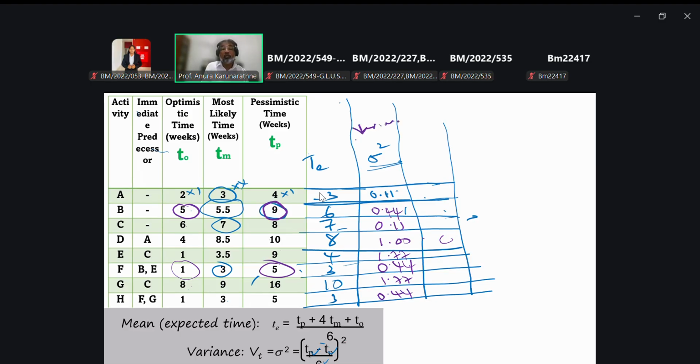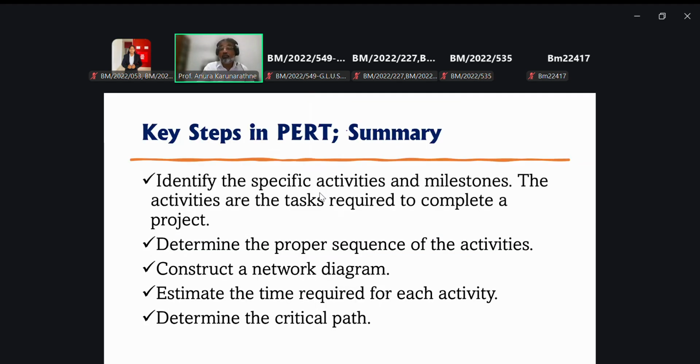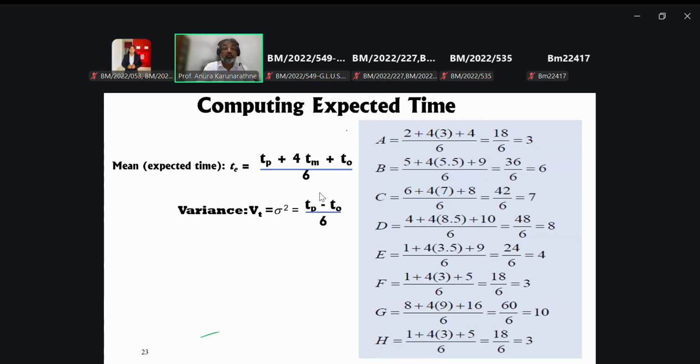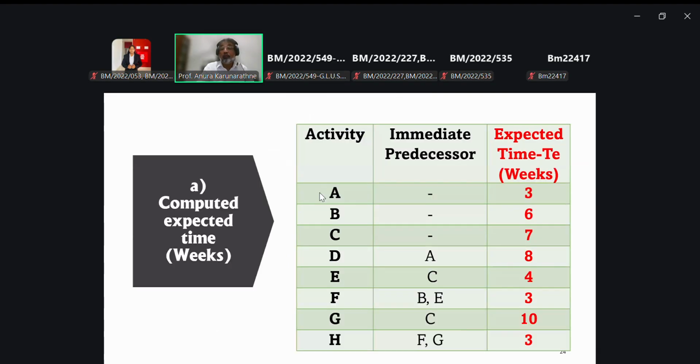right? Variance of each activity, then expected time of each activity, not the project, right? Now you can see the way of obtaining the answer, right? Then expected time and the variance. So after getting the expected time, we can record it in this particular way, right?